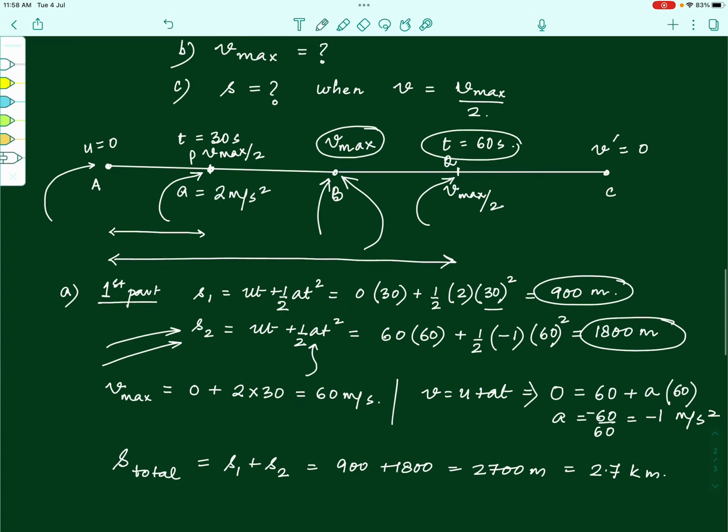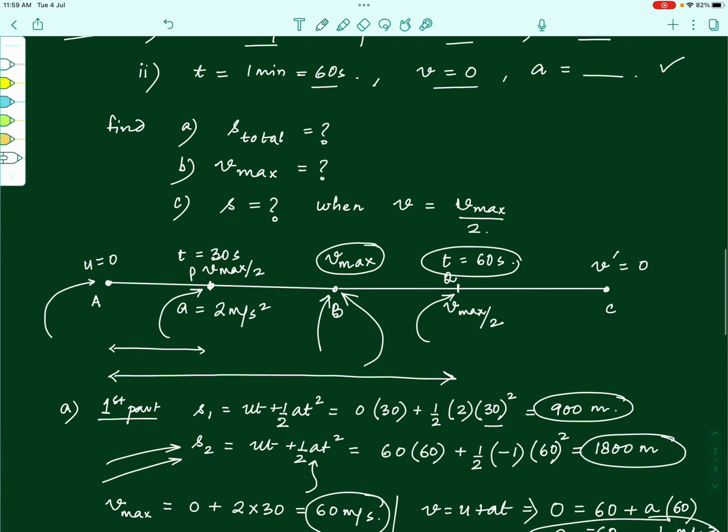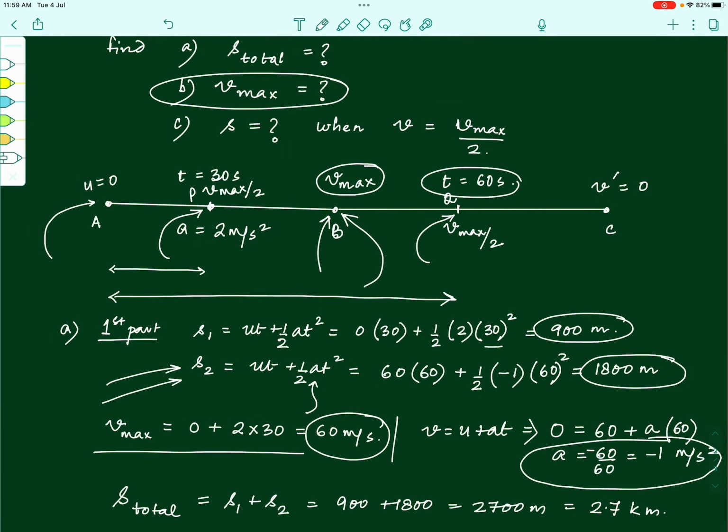So in solving the first part of this question itself, we have got to know many values. We have got to know the maximum velocity of the train, right? We have also got to know the acceleration of the train during the second part of the motion, which is minus 1, right? So that we can use them for the other parts of the question now. Now the second part of the question is to find out V max. See that we have already got that. V max is nothing but 60 meters per second, which is the velocity at the end of the first part of the motion of the train.